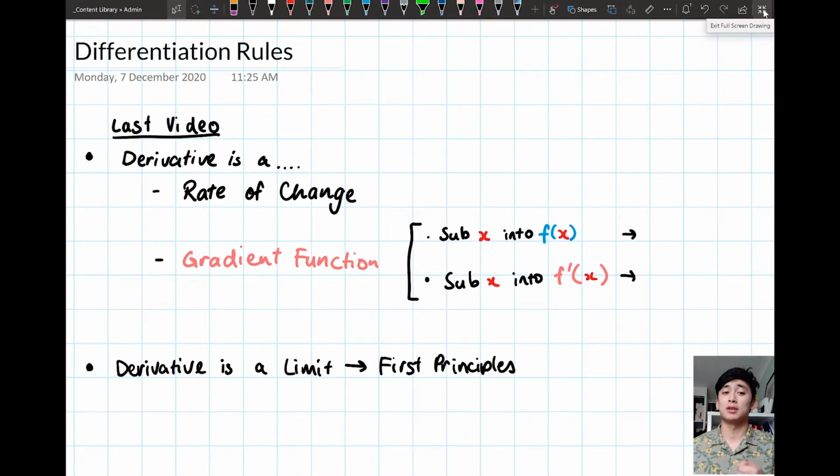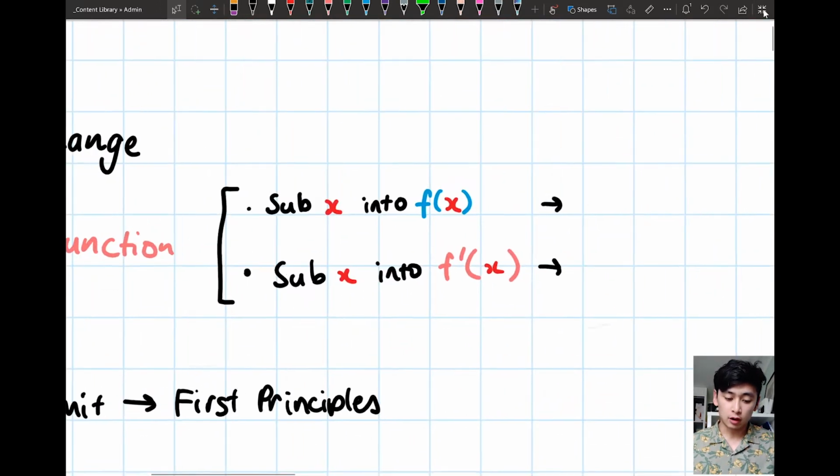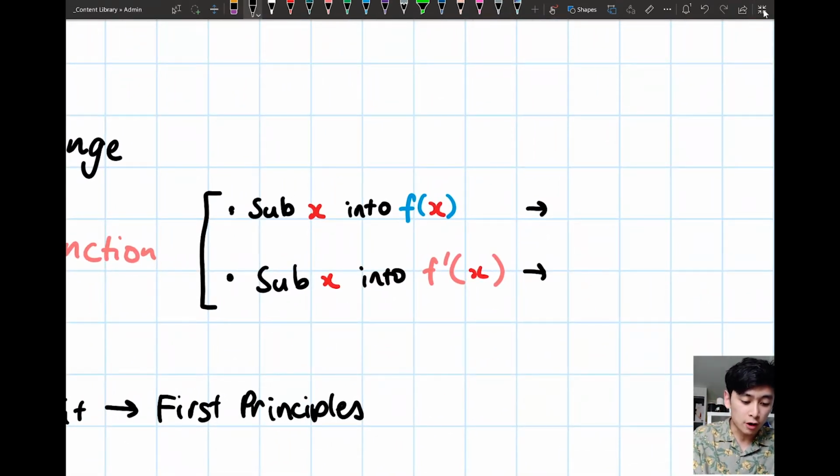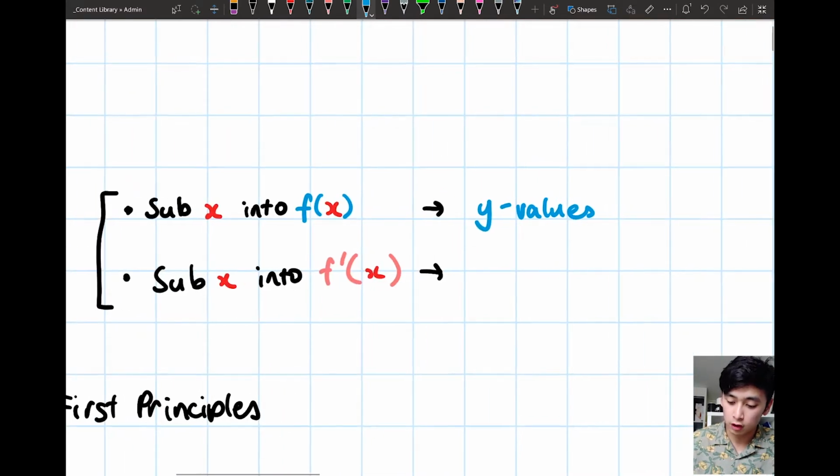Now in here I'm going to explain it in a little bit more detail because in this video we're going to go through a few examples where we need to apply that. So with a regular function, here I've written when we have a regular function f of x, the blue function, if we sub in a value x into our function, it gives us what we usually call our y values, or your function values.